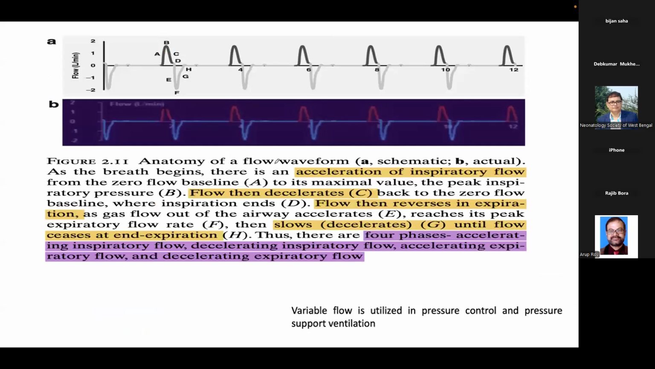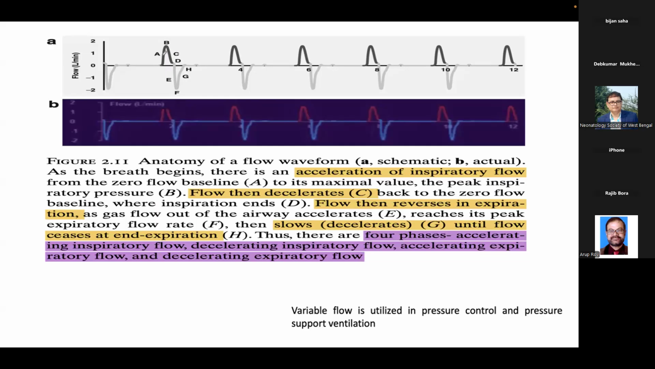Next important thing: these flow-time curves have 4 phases. One is the initial accelerating phase during inspiration, then it reaches a peak flow rate, then it decreases in the inspiration, that is deceleration in the inspiratory phase. Again it accelerates in the expiratory phase, then it reaches the peak expiratory flow rate, and again it reaches the baseline by decelerating to the baseline level.